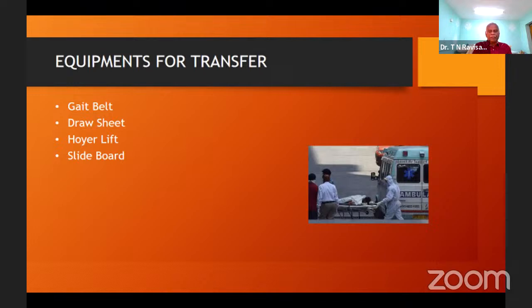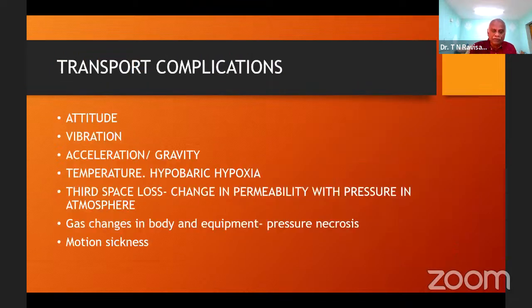You need to have a proper belt, drawing sheet, Hoyer's lift and a slide board when you are trying to transfer the patient into the ambulance or out of the ambulance. Hoyer's lift is something which is most commonly used within the hospital, where the patient can be lifted, sit on that mobile unit, shifted from bed to bed, from ward to ward. Sometimes that is also useful when trying to shift the patient. If they can't be wheeled down on a chair, they can be taken in the Hoyer's lift into the ambulance also.